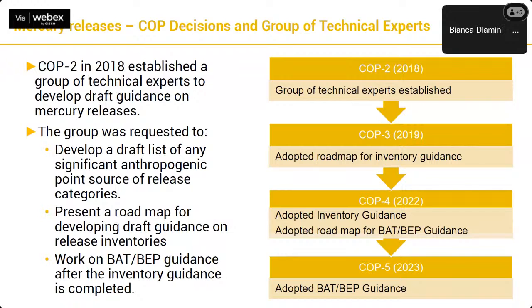So this group was established by the decision of COP2 in 2018. The group had a general mandate to work on the two kinds of guidance mentioned in Article 9 of the Convention, namely the guidance on mercury release inventories, and the guidance on best available techniques and best environmental practices to control mercury releases. The first task was to develop a list of relevant point source categories. The COP had also requested the group to draft a roadmap to develop guidance on release inventories. The work on the BEP guidance was deferred until the inventory guidance was completed.